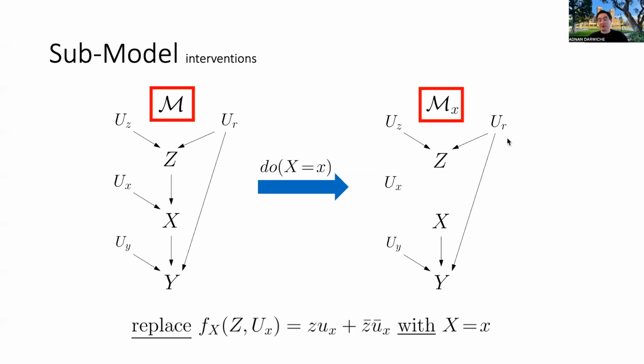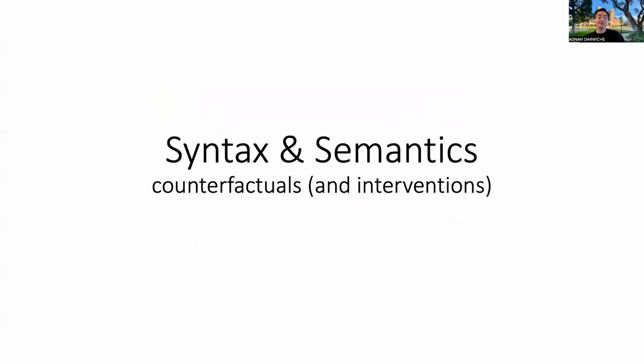We call this a submodel. Look at the notation: this is M sub X, the submodel I got by setting the value of X to that particular value. I hope this is very clear. We're going to use this notation when we talk about syntax and semantics, so structured causal models and the notion of a submodel. Let's now go ahead and talk about the syntax and semantics. What you're going to see next is a little bit more general than what people tend to do, and you'll see the purpose for that, but it's very simple.